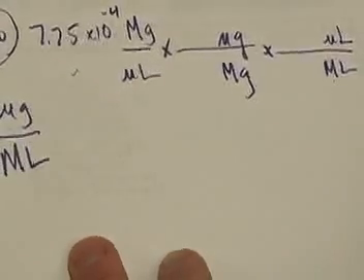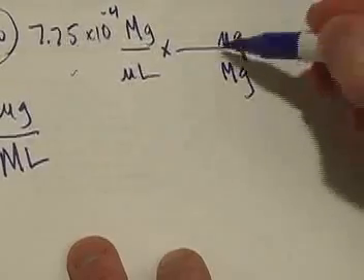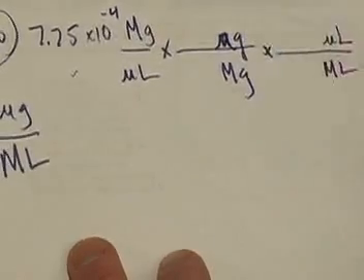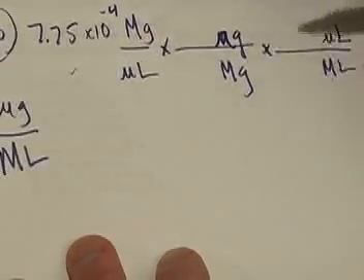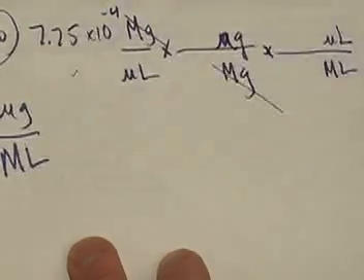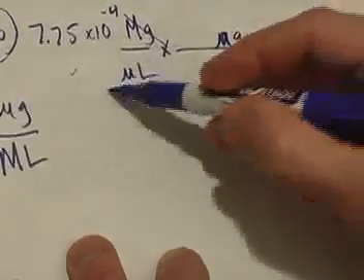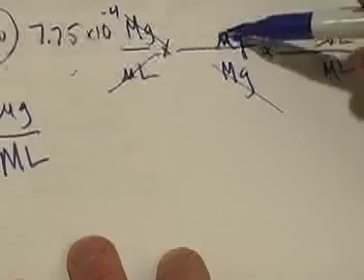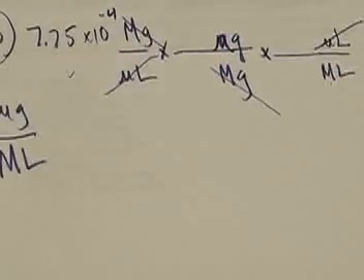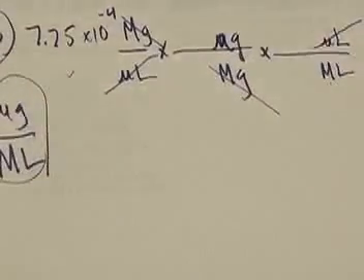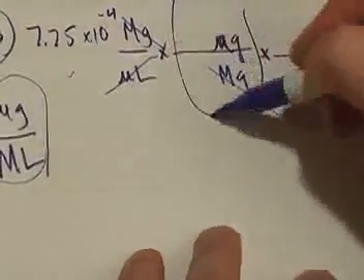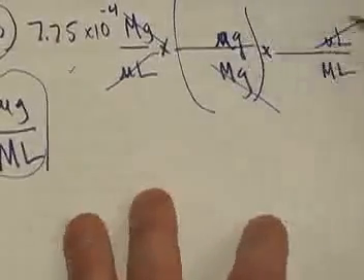Notice the capital M, not a lowercase m. Don't get that confused. I didn't do a very good job of writing this either. This is a micro. Notice now that my megagram will end up canceling with my megagram. My microliter will end up canceling with my microliter, and I'll end up with microgram per megaliter, which is exactly what it asks me to get. Notice I put the units in first, and then I put the numbers in. Always show your work with your units like that.